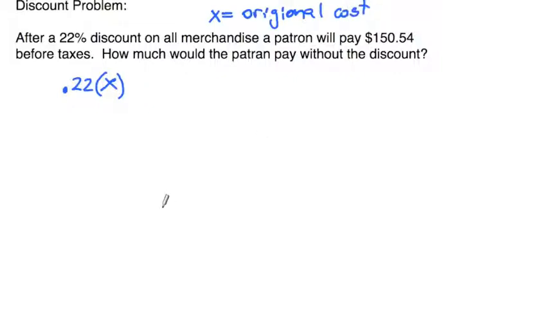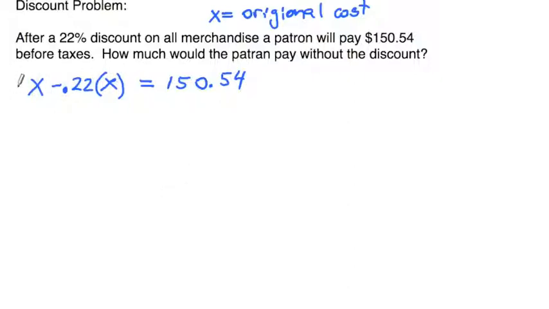And it's always best to label these kinds of variables because by the end you're going to forget what the heck X represents to begin with. So X in this case is literally just the original cost of this merchandise. So if you're going to get a 22% discount, you do 22% of the original cost and you take this away from the original cost. So this would be the cost of the item after the 22% discount, and this is directly equal to $150.54, our discounted price. So it just becomes a nice little algebraic equation.